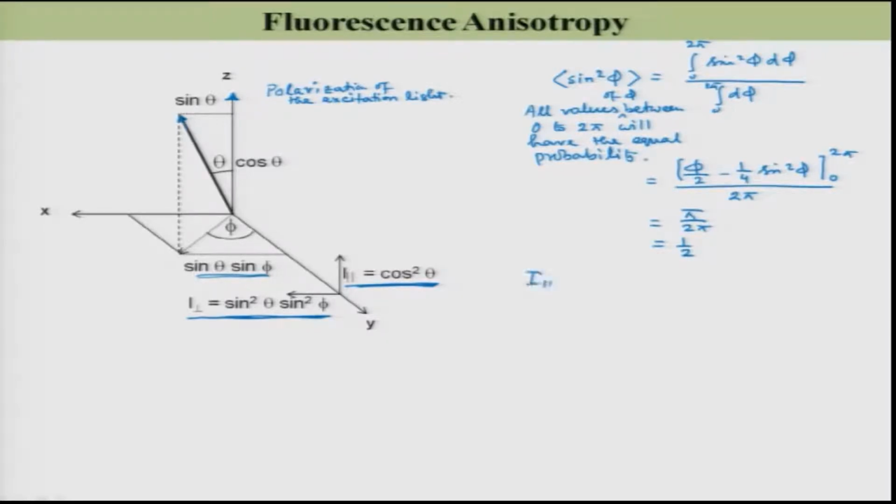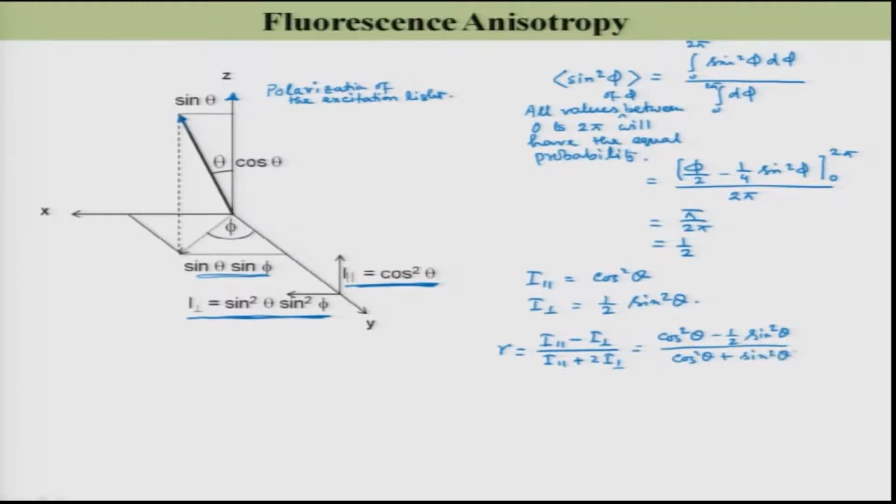So, I will simply write I parallel is equal to cosine square theta and I perpendicular is equal to half sin square theta. You see that this is now half sin square theta. Now, r is equal to I parallel minus I perpendicular divided by I parallel plus twice I perpendicular, which is going to give me cos square theta minus half sin square theta divided by cosine square theta plus 2 times half sin square theta, and this will cancel. So, this is equal to 3, and then I will just simplify this, and what you will get is cosine square theta minus 1 divided by 2.